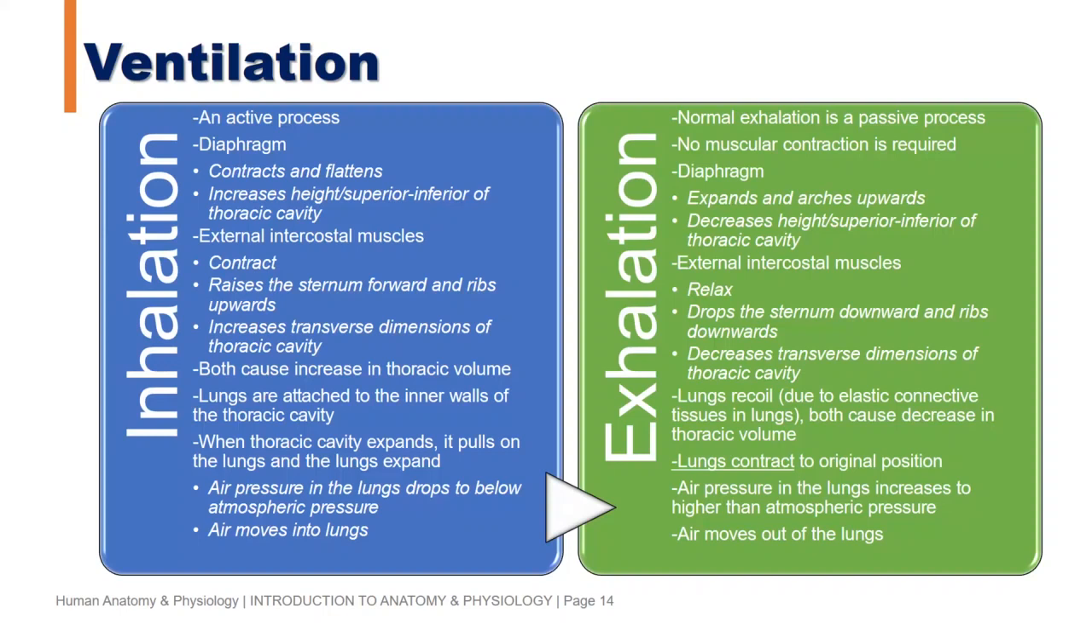Then your lung recoils due to the elastic connective tissues in the lungs. Both cause a decrease in the thoracic volume. And then your lung will contract to its original position. The air pressure in the lungs increases to higher than atmospheric pressure, and air moves out of the lungs.